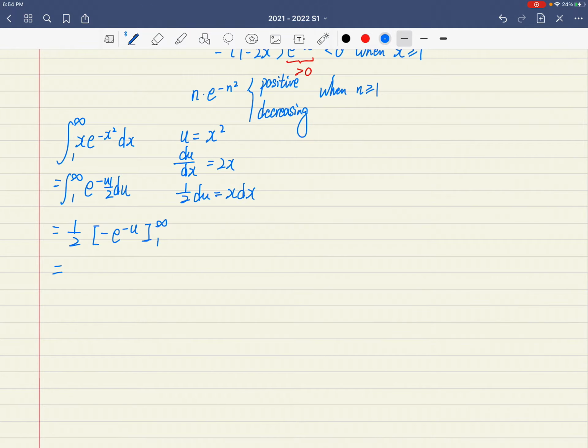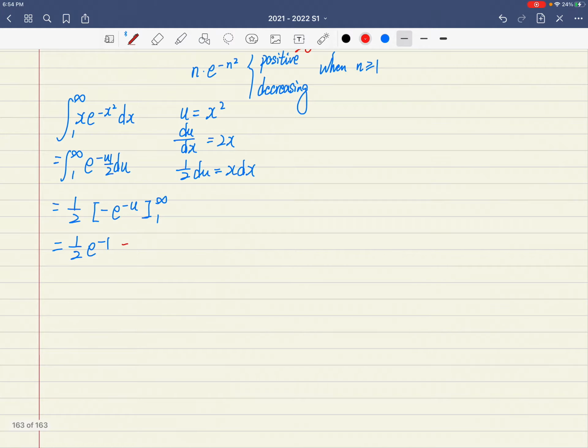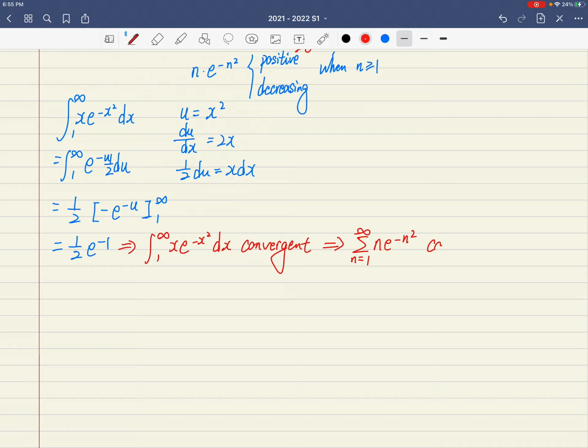Then this part, it's half, right? When this is infinity, e to the power of negative infinity is 0, minus e to the power of negative 1. So it's just positive e to the power of negative 1. This means this improper integral is convergent, and this means this series is also convergent.